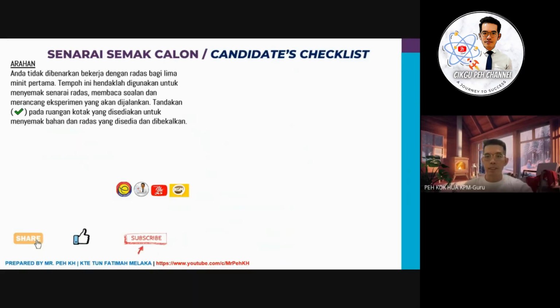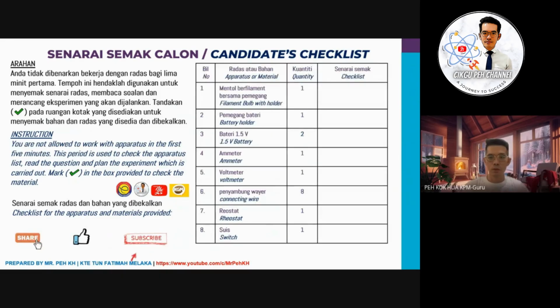Okay, so this is the candidate checklist. During the paper 3 examination, you will get a checklist like this. Okay, so this will be the instruction. Let's go through the instruction. You are not allowed to work with the apparatus in the first 5 minutes. The period is used to check the apparatus list, read the question and plan the experiment to be carried out. Mark in the box provided to check the material. So the checklist for the apparatus and material provided will be this.